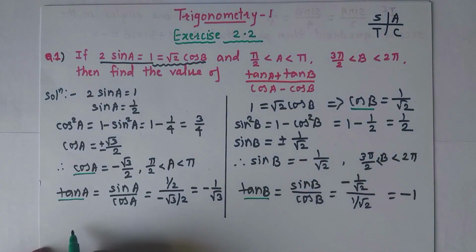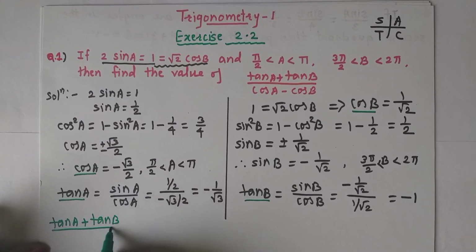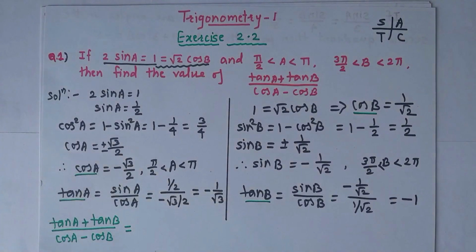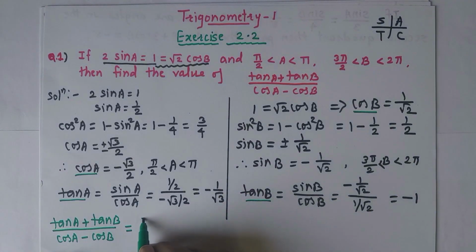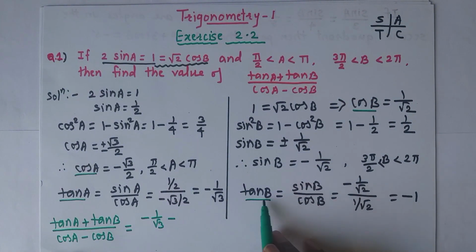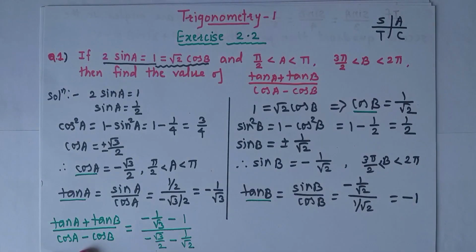Okay. Now write down the expression: (tan A + tan B) divided by (cos A - cos B). Now keep the value of tan A. What is the value of tan A? Tan A is minus 1 upon root 3. And what is the value of tan B? That is minus 1. Then the value of cos A is minus root 3 by 2, and the value of cos B is 1 upon root 2. Now you simplify this.